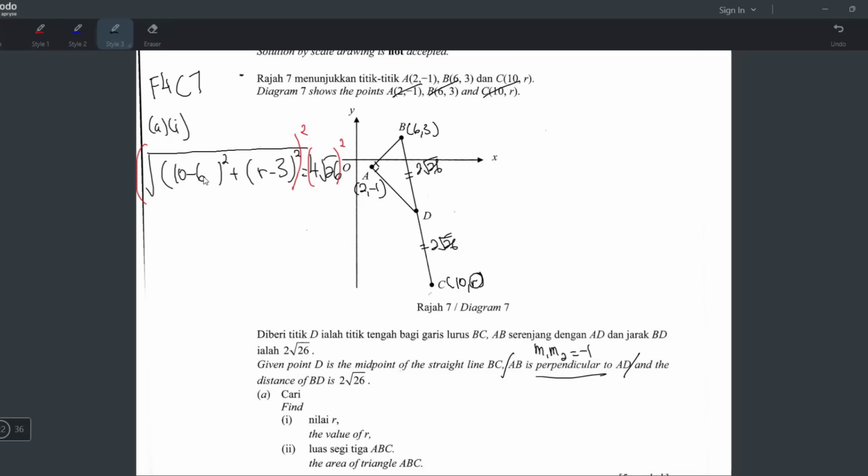10 minus 6, 4, 4 squared, 16. Plus r minus 3 squared. This one you can expand, but usually when I do this kind of question, I will not expand. So I'll just leave it like this. And then the 4 has to be squared, becomes 16.